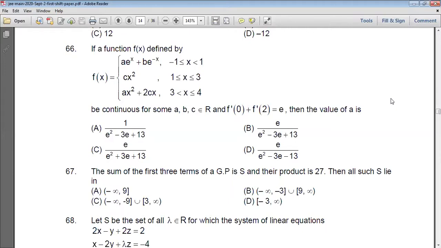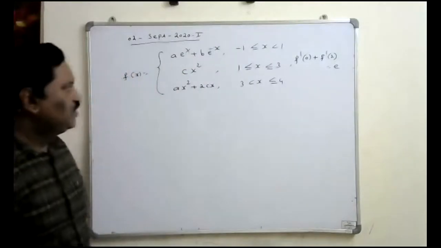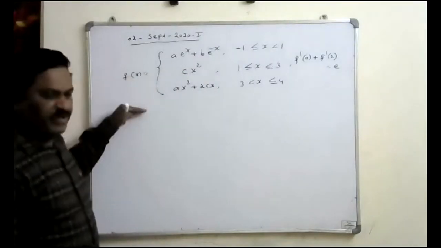It is continuous for some values of a, b, c, and f'(0) + f'(2) is equal to e. What is the value of a? So it is given that f'(0) + f'(2) is equal to e. Then what is the value of a? Just observe that. First, the function is given.